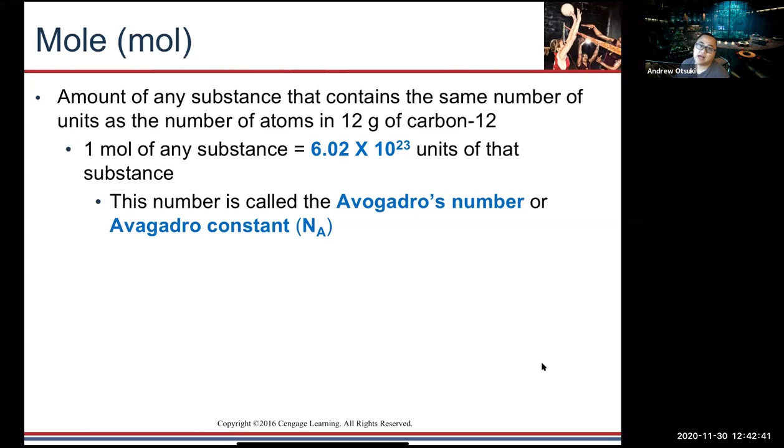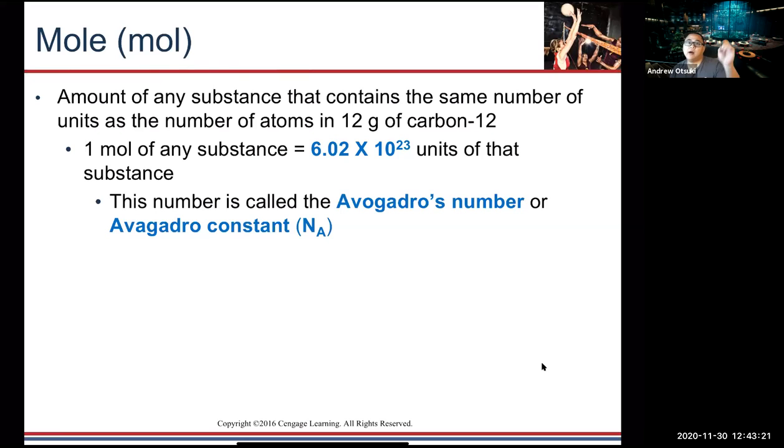All right, we're going to talk now about a concept called the mole. And the mascot for the mole is the animal, the mole. So you may have seen this concept illustrated before in a cartoonish manner. The definition of a mole is this: the amount of any substance that contains the same number of units as the number of atoms in 12 grams of carbon-12.